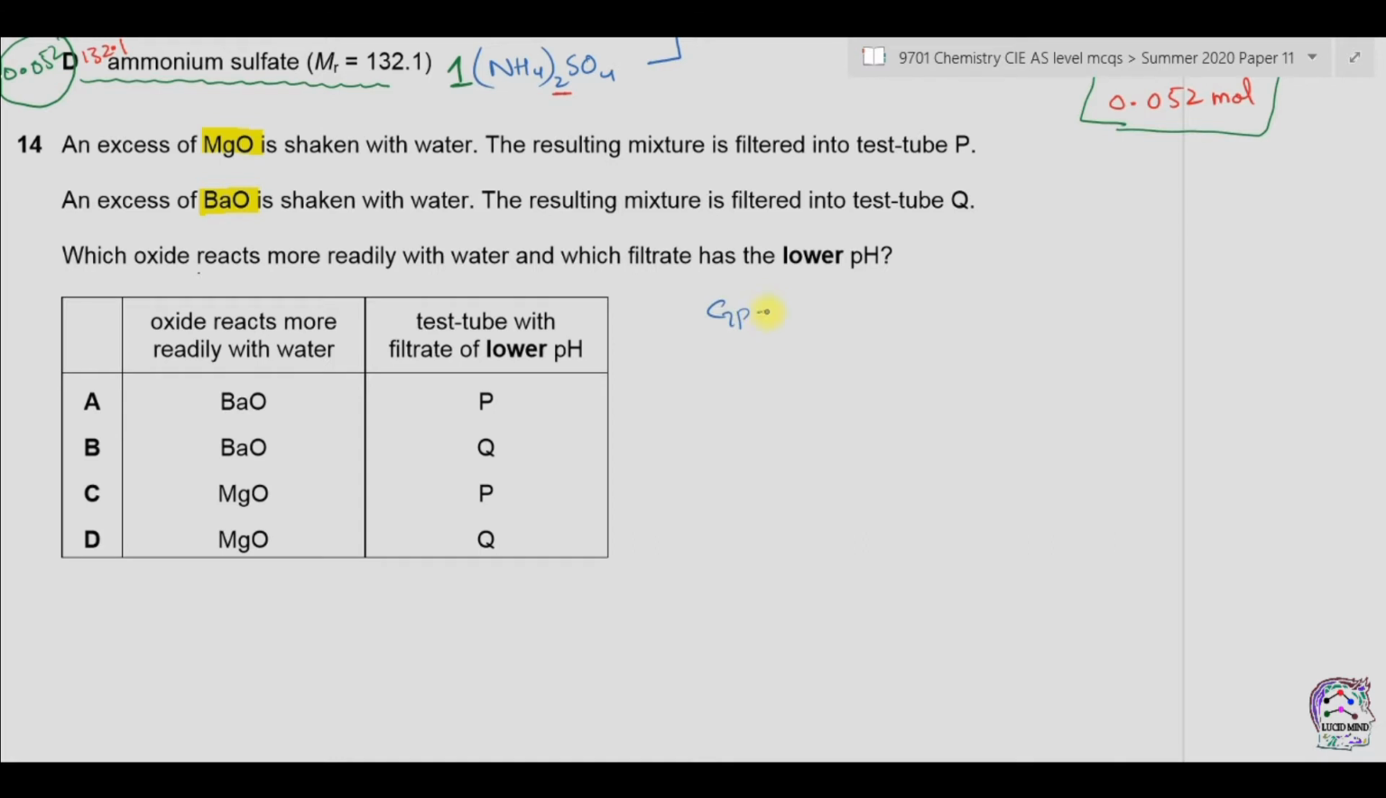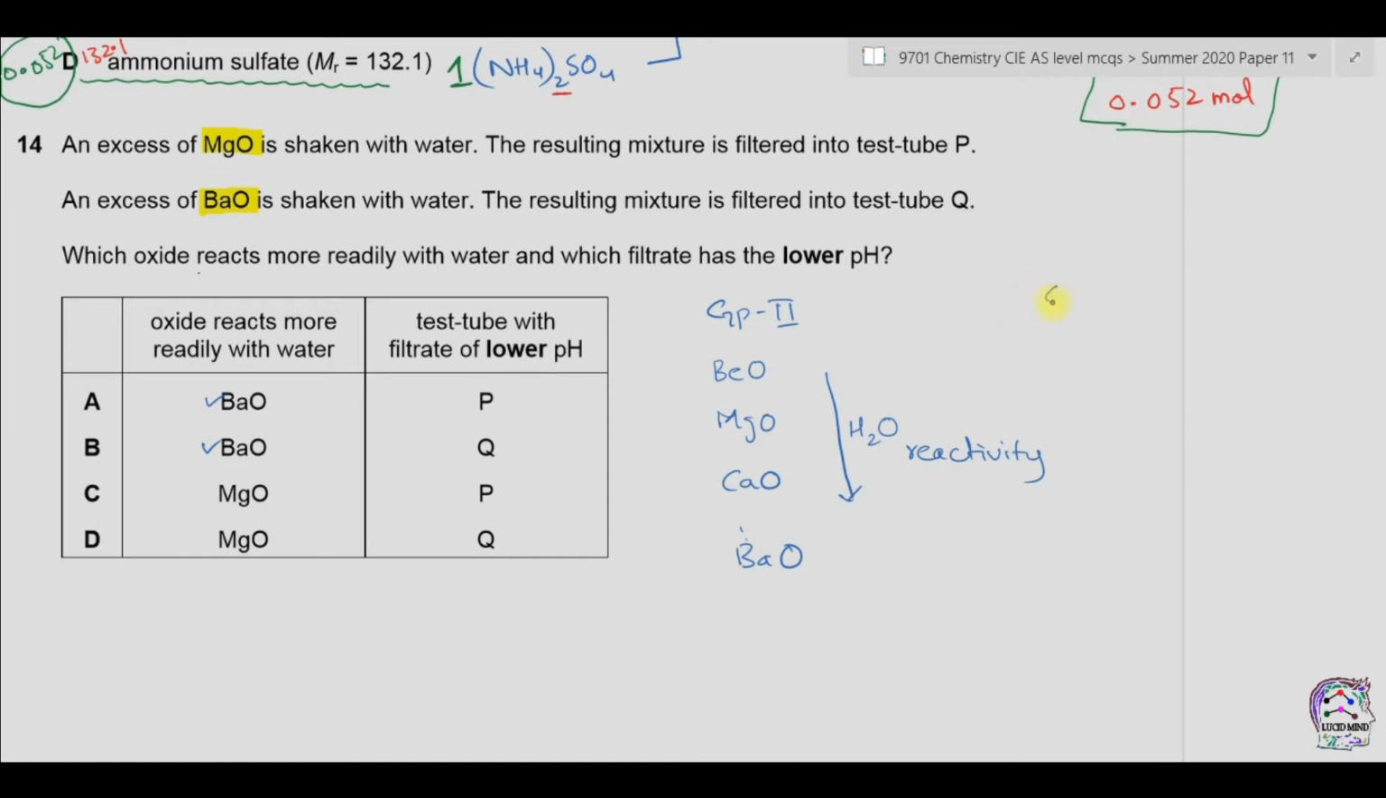So for group 2 oxides, we have beryllium oxide, then magnesium oxide, then calcium oxide, then barium oxide. We know that the reactivity of oxides with water increases down the group. It means that barium oxide is more reactive than magnesium oxide. So it should be A or B.